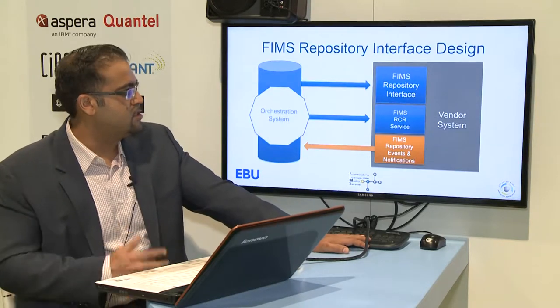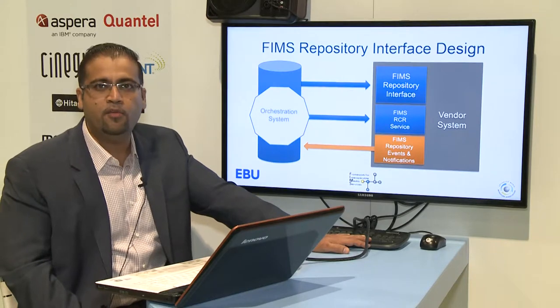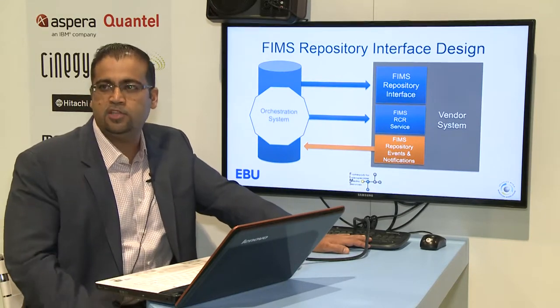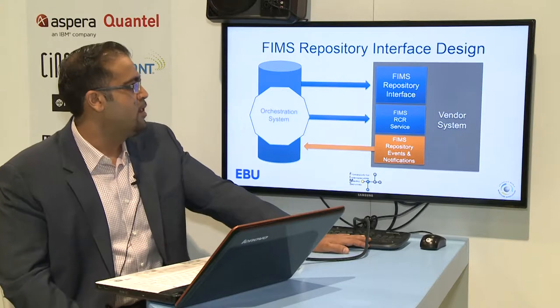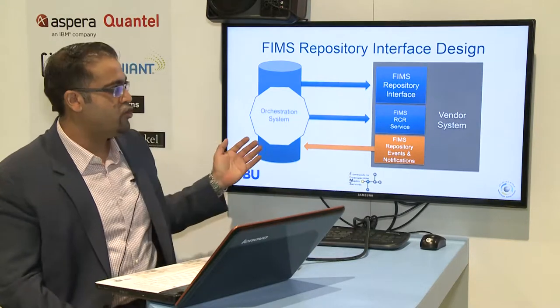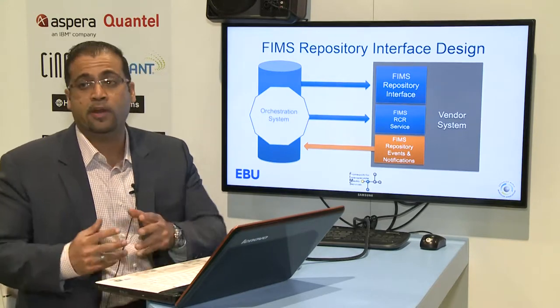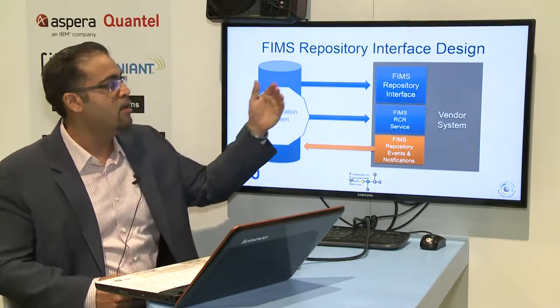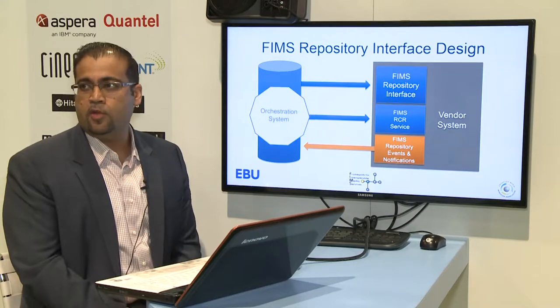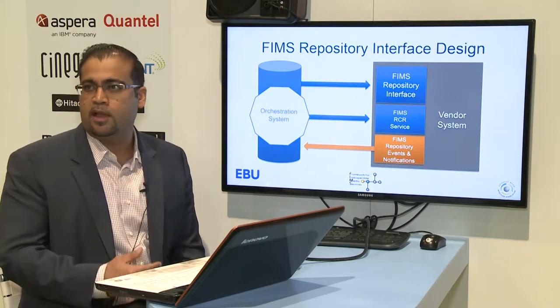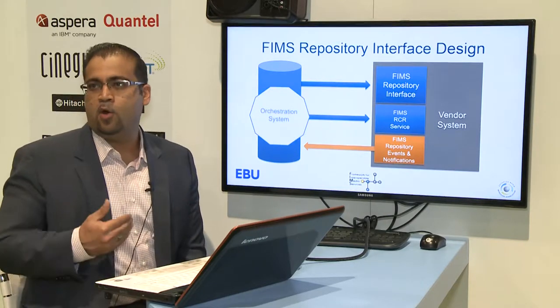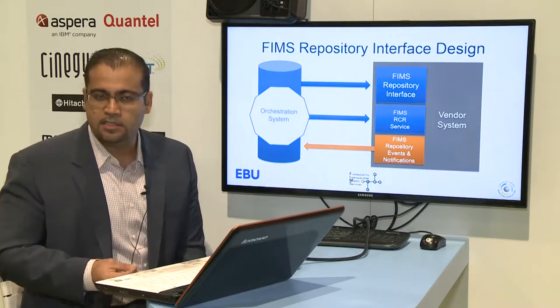So this is a diagram that many of you, if you view a lot of the different presentations, will get familiar with. But this is really defining the orchestration system and how it is meant to interact with the FIMS repository. So it's broken out into three major components, right? You have the FIMS repository interface. That is where the orchestration system will execute the adding of the BMO, the adding of the essence, retrieving of the essence, et cetera.